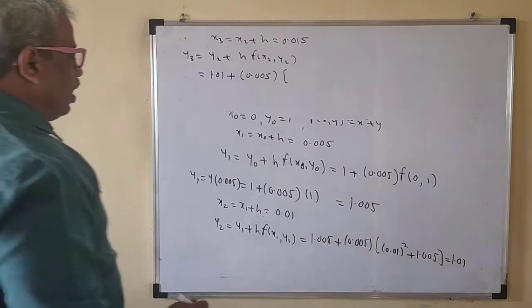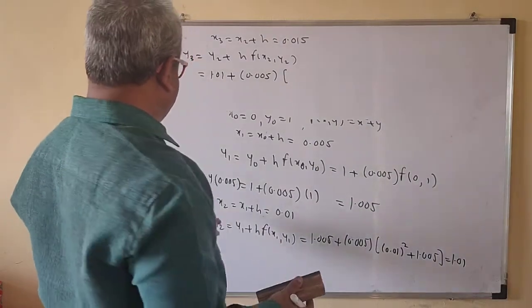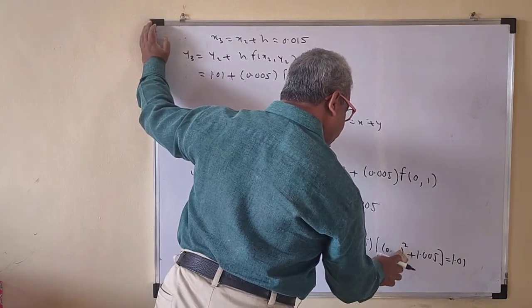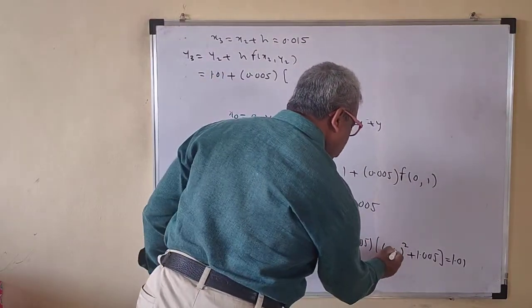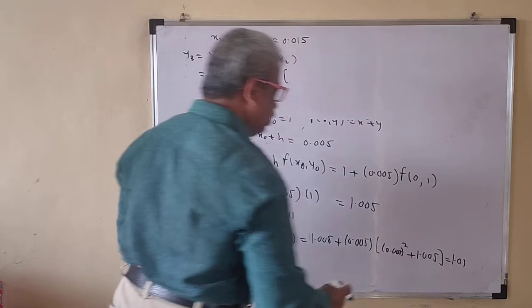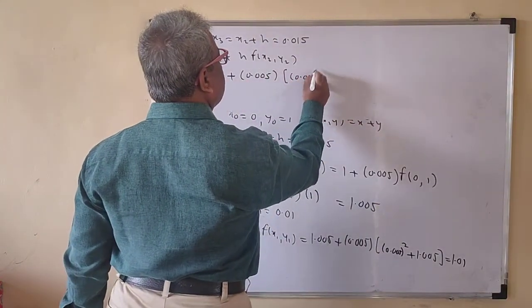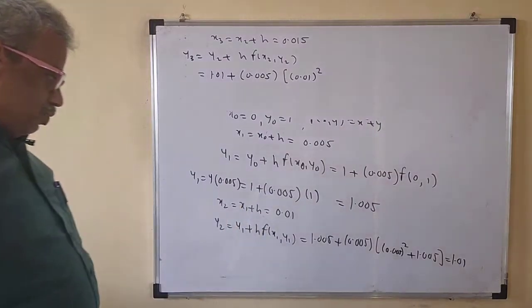Oh, here we have applied x1 square. What is your x1? X1 is 0.005. This is correct. Okay. Now your x2 square is what? 0.01 square. Okay.